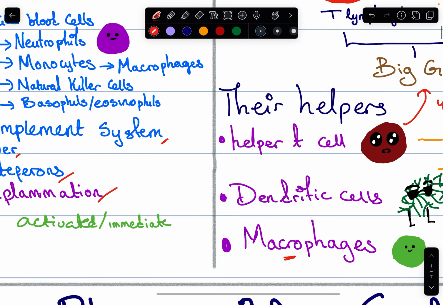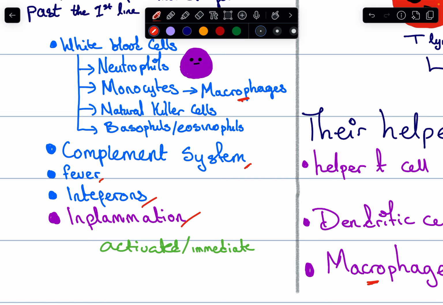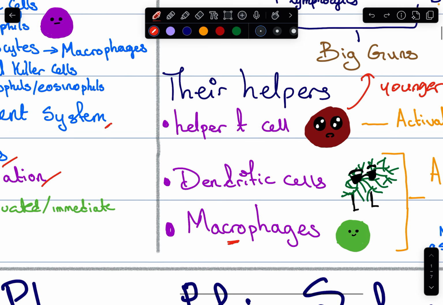And these macrophages are the exact same macrophage, okay? There are no two different types of macrophages.